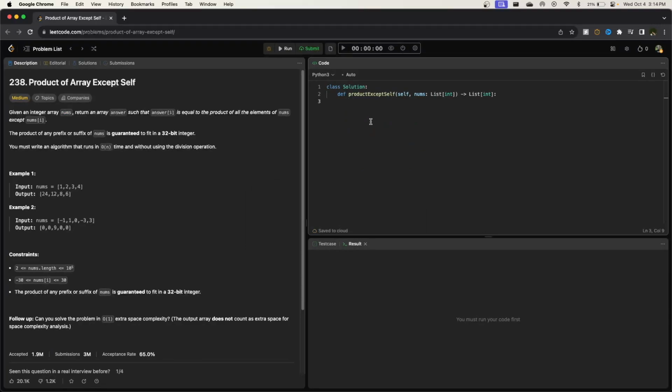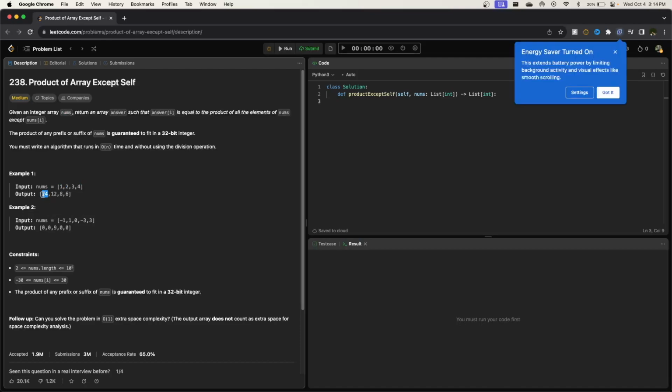All right, so we have 238, Product of Array Except Self. Essentially in this question, you're given an array nums and you return an array answer, which is just everything multiplied except nums at i. So if you're iterating through this list, nums at i is 1, and you multiply everything else, and that's equal to the output, in this case answer at i. The same thing for this: everything except 2 is multiplied, and then you get 12. That's pretty much how that works.